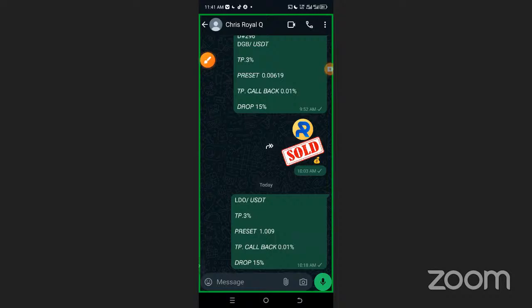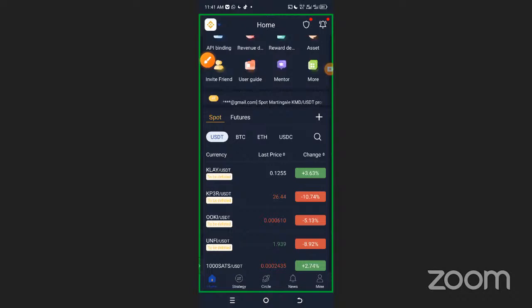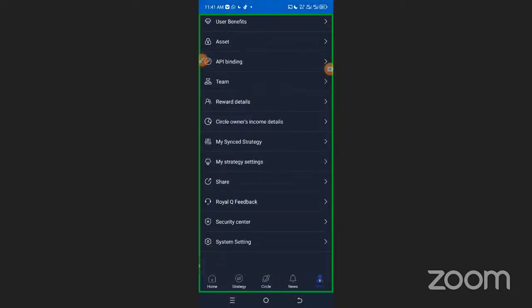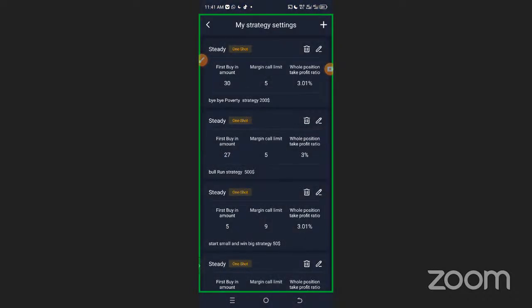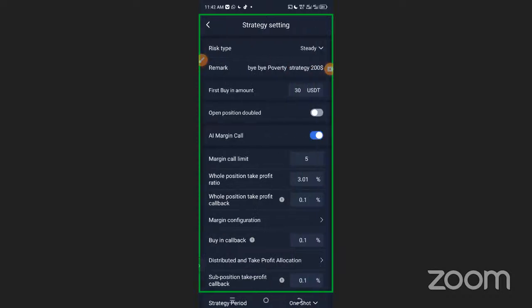People are not serious. I told you, if you have already saved a strategy within your RoyalQ account, it is very few things that you need from the signal. This, you don't need it. This, you don't need it. Let me go back on the signal and show you what everything means, and go back on the settings.